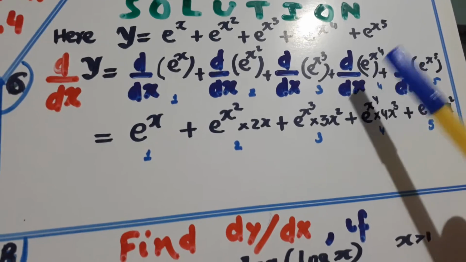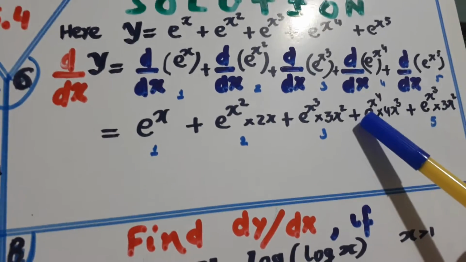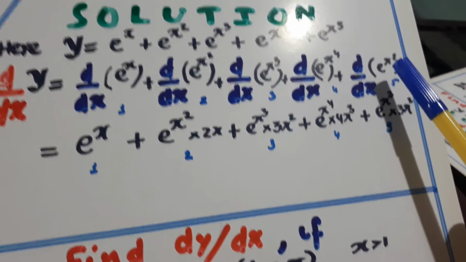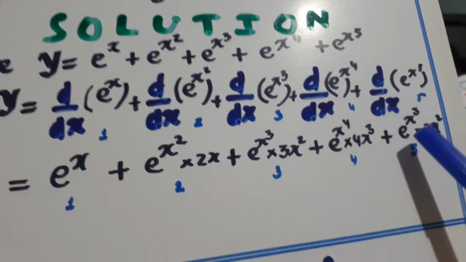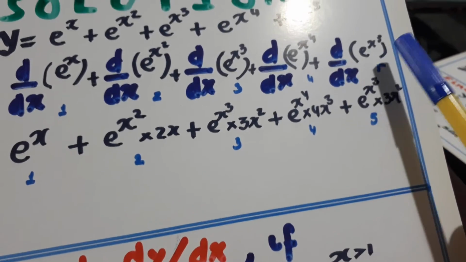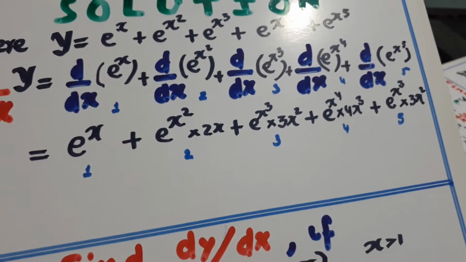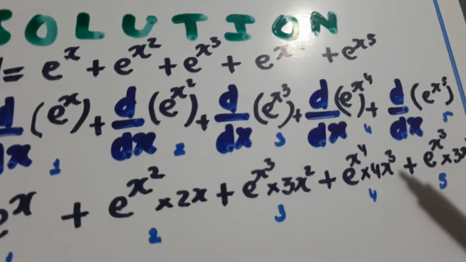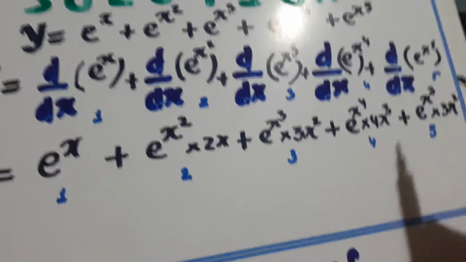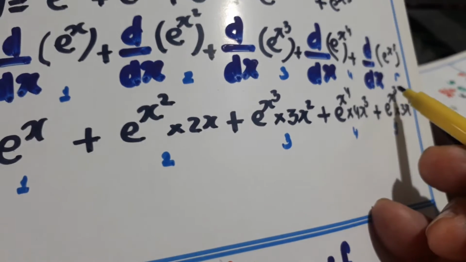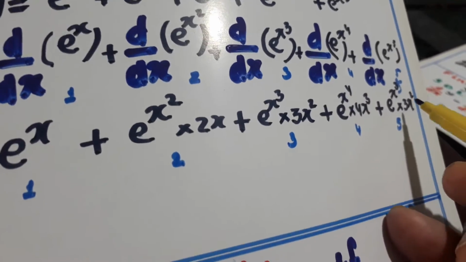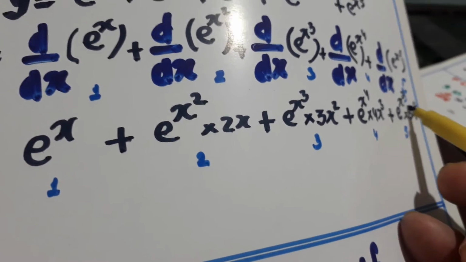ddx of e raised power anything, that is x4 here, same. Then the derivative of x4 is 4x cube. ddx of e raised power x5 is e raised power x5, and we have to say this should be 5x4. It is e raised power x5, and there it should be 5x4.